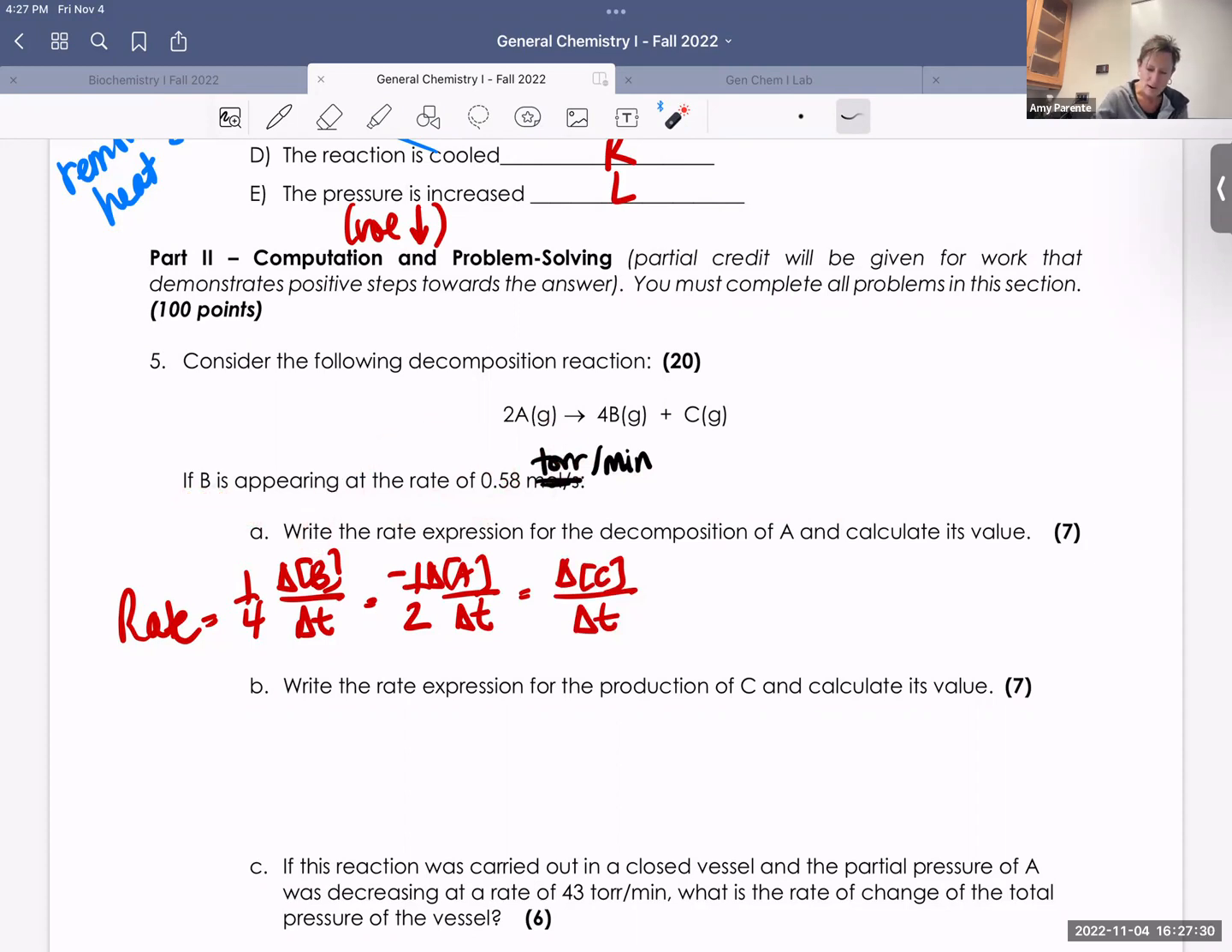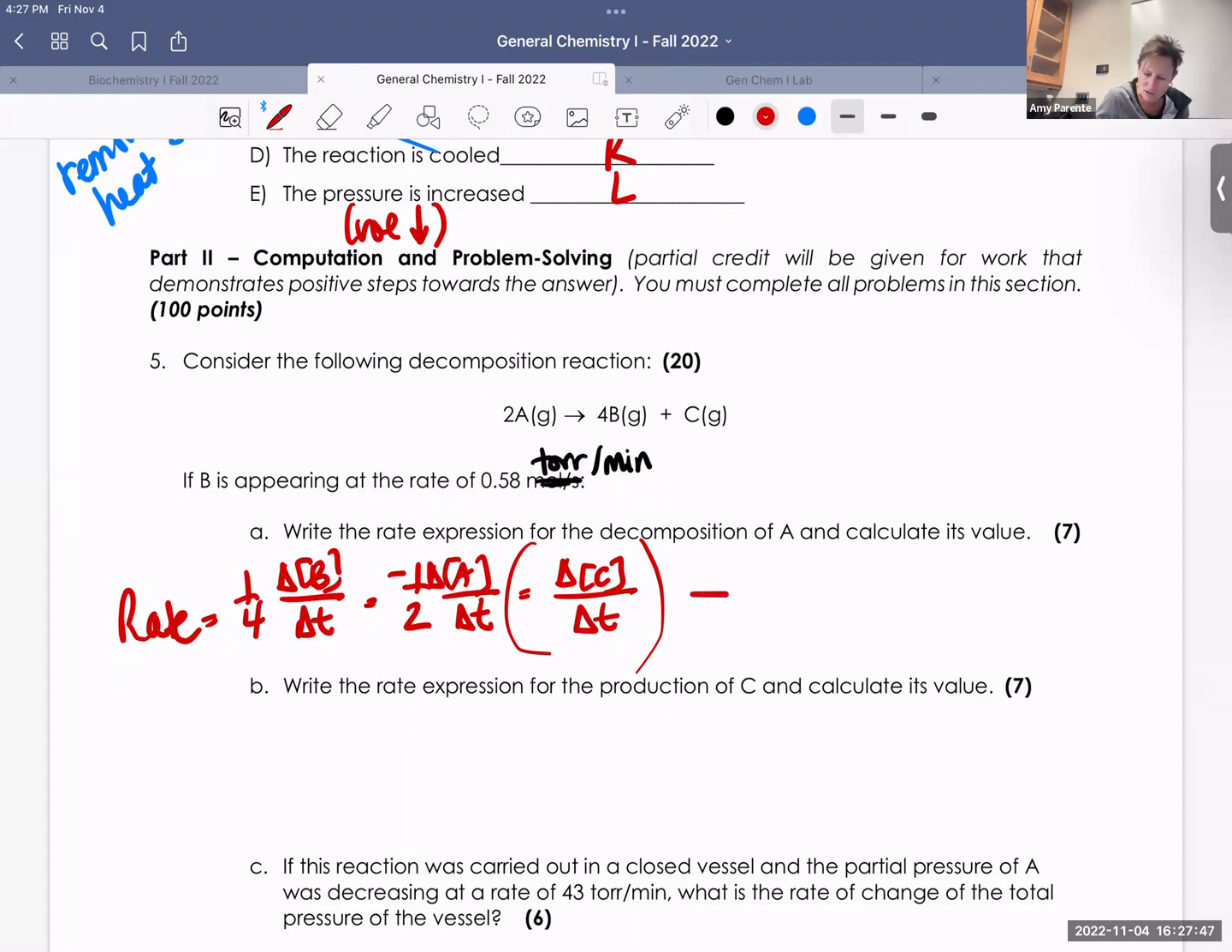So this part that I have right here is not even necessary for the problem. If you didn't have it, this wasn't asking us to write the entire rate expression, but that's the part of the rate expression that's going to be important for what we're doing here. Does that make sense?